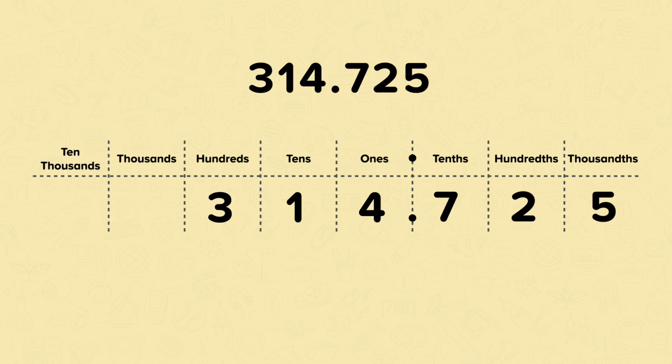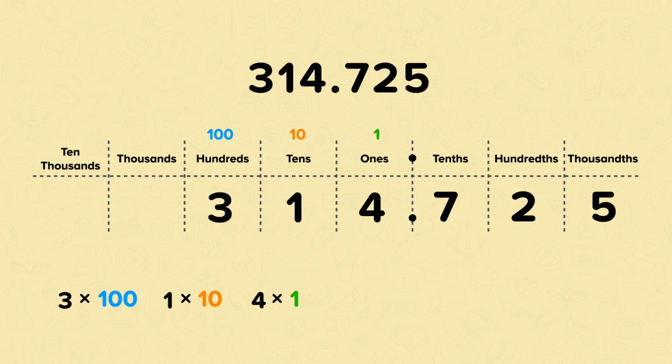Here we can see that we have a 3 in the hundreds column, and we know that 100 is written like this. And so a calculation to show the value in the hundreds column would be 3 times 100. In the tens column, we have a 1, and every digit here is worth a 10. And so the calculation for this column would be 1 times 10. In the ones column, we have a 4, and each digit here is worth 1. And so our calculation is 4 times 1.